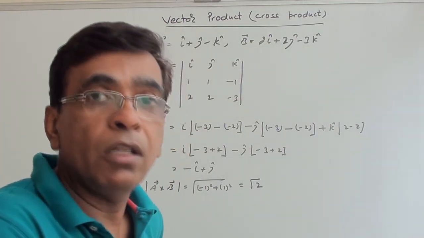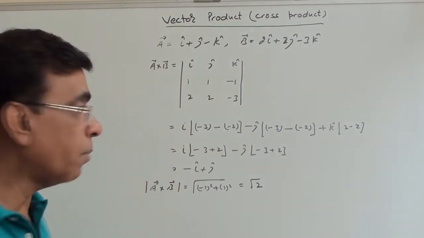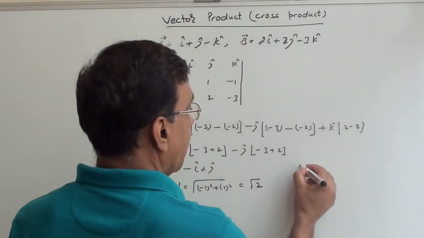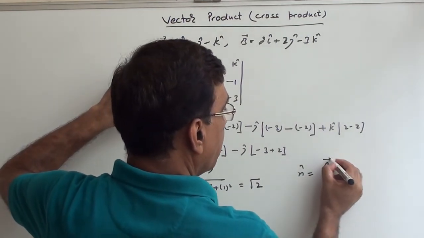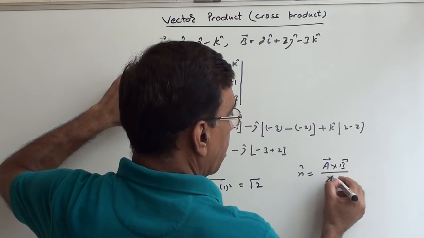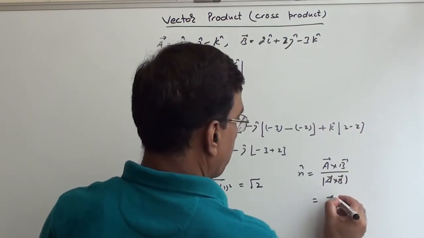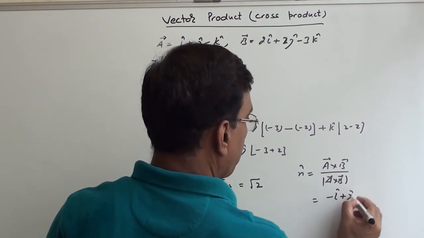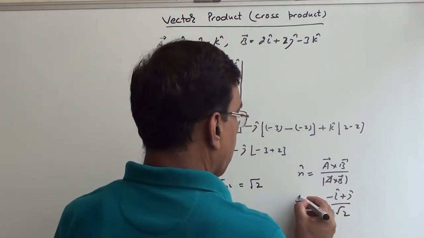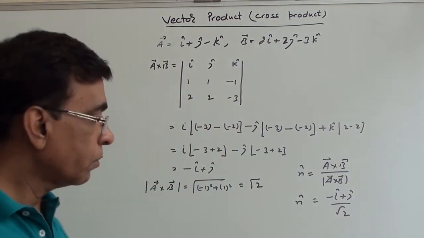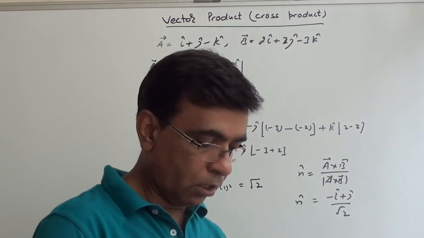I can even ask you to calculate the unit vector perpendicular to both these given vectors. It means n cap. So n cap is a unit vector perpendicular to both. So A cross B divided by the magnitude of A cross B. A cross B is what? Minus I cap plus J cap, and what is the magnitude of it? Root 2. So n cap is this.